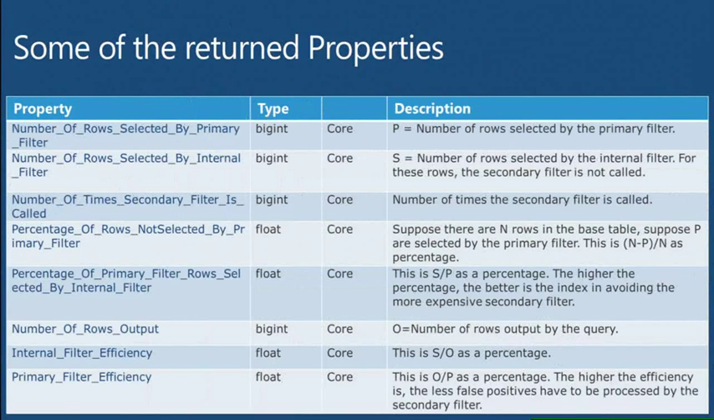Another thing that you get back is, for example, how many rows are being selected by the primary filter, and how many rows are selected by the internal filter, which is basically when the secondary filter is not being called. It gives you percentages, and the interesting percentages here are the internal filter efficiency, which basically indicates whether we do that additional covering cell optimization. It also gives us the primary filter efficiency, which is basically telling us how close we are. That's what we did earlier with the filter predicate and the intersect predicate and counting how many rows we are getting. That's basically the same as calculating that number down there.